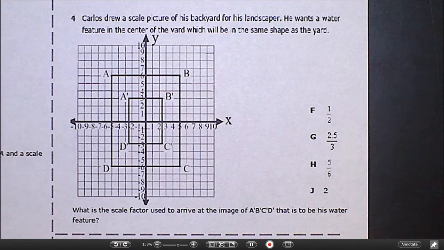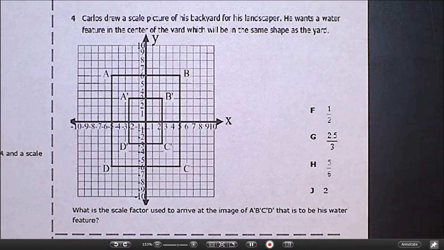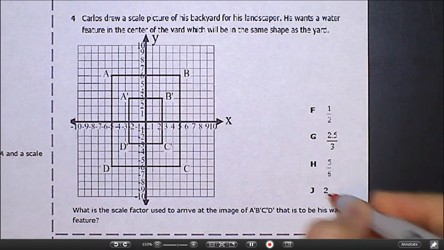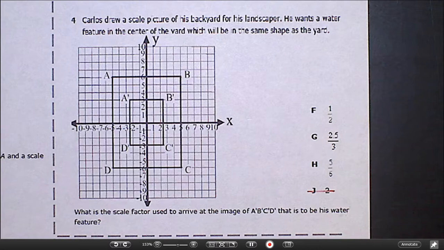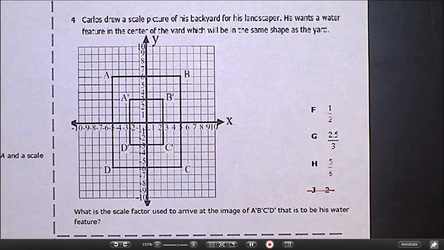Now the first thing I can do is get rid of anything that's more than 1, because I'm shrinking this figure, which means I'm going to have a scale factor less than 1. When we get bigger, that's a scale factor of more than 1. So let's see what we can get rid of. 1/2, nope. 2.5 over 3, that's less than 1. 5 over 6 is less than 1. 2 is more than 1, so we can get rid of that one already. So now we just need to look and see, what did we do to A to get A prime? And what did we do to B to get B prime? So let's start looking at this.